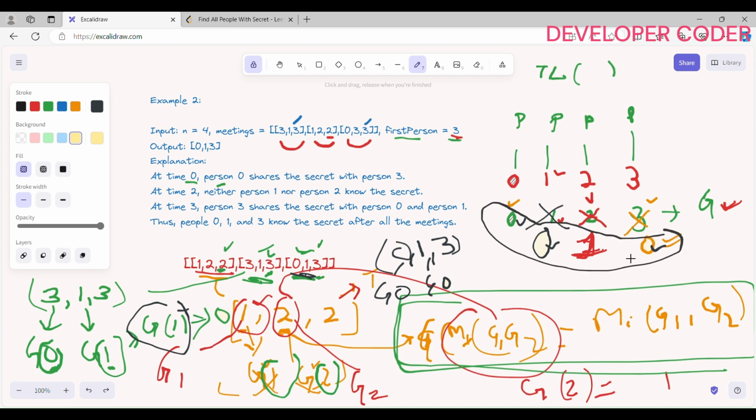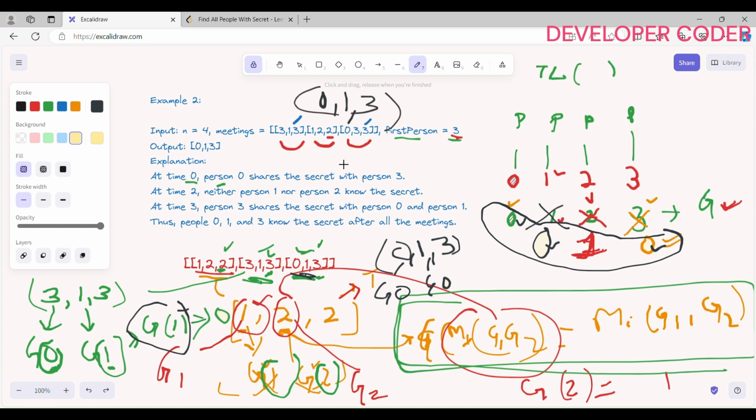So tell me, which people have the same group? This person 0 is in group 0. So I am going to check for the persons who are in group 0. This person 0 is in group 0, this person 1 is in group 0, and this person 3 is in group 0. Wow. So we get the result, right?